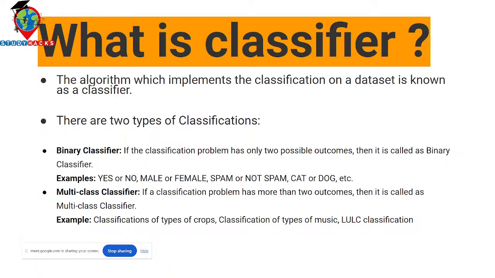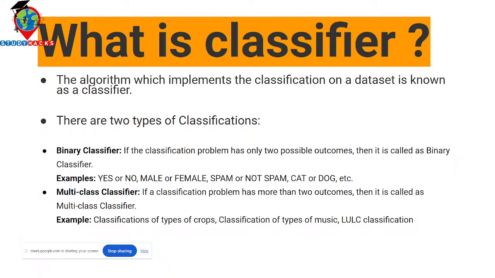And there are mainly two types of classification we can do. One is binary, another is multi-class. For a binary classifier, we take only two outcomes. All the time we get only two outcomes for the binary classifier. Suppose yes or no, male or female, spam or not spam, cat or dog. So we always get two outcomes for a binary classifier.